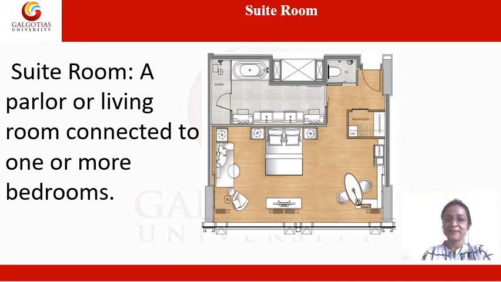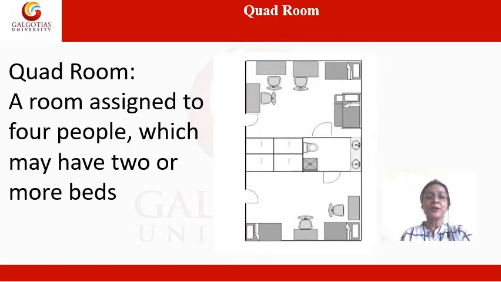Then let's see. So this is the quad room. Quad room means a room assigned to four people which may have two or more beds. If I recall the double bed, I told you that it is a bed which is meant for two persons, right? So that was the double bed. When we talk about the quad room, it means a room which has four beds, either two double beds that can occupy four guests, or four single beds that can occupy four guests. So that is what the quad room is all about.